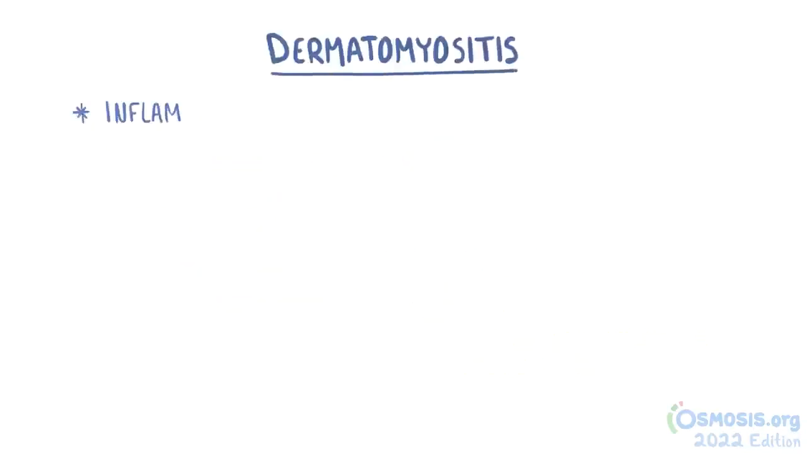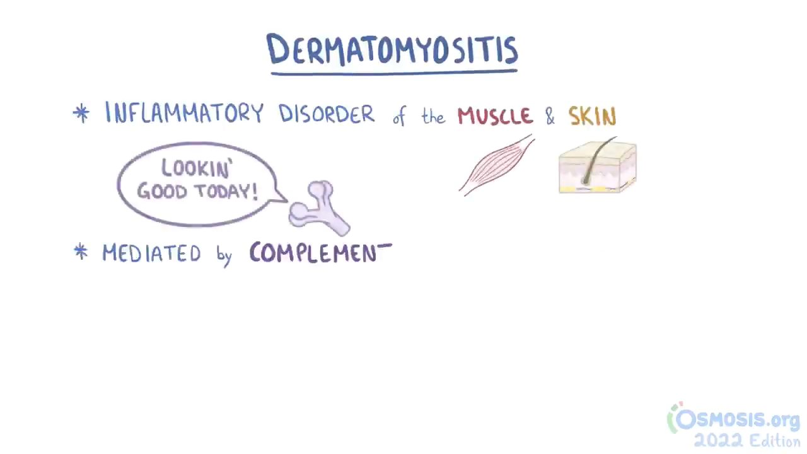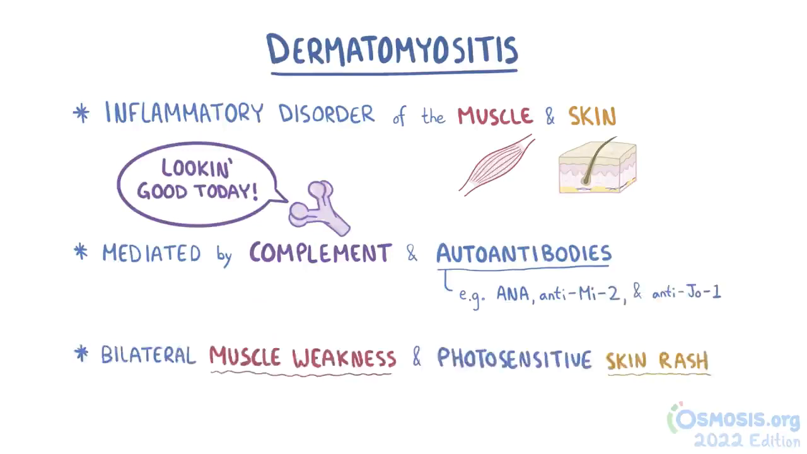Alright, as a quick recap, dermatomyositis is an inflammatory disorder of the muscles and the skin, mediated mainly by complement activation and autoantibodies like ANA, anti-MI2, and anti-JO1 that result in bilateral proximal muscle weakness and photosensitive skin rashes.